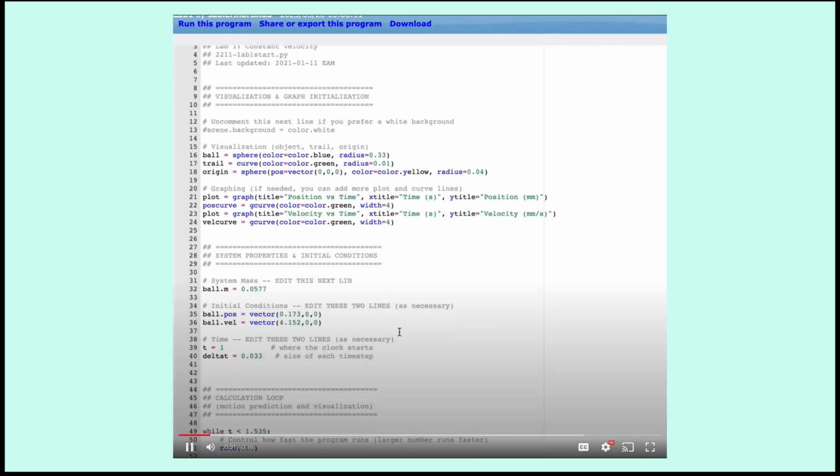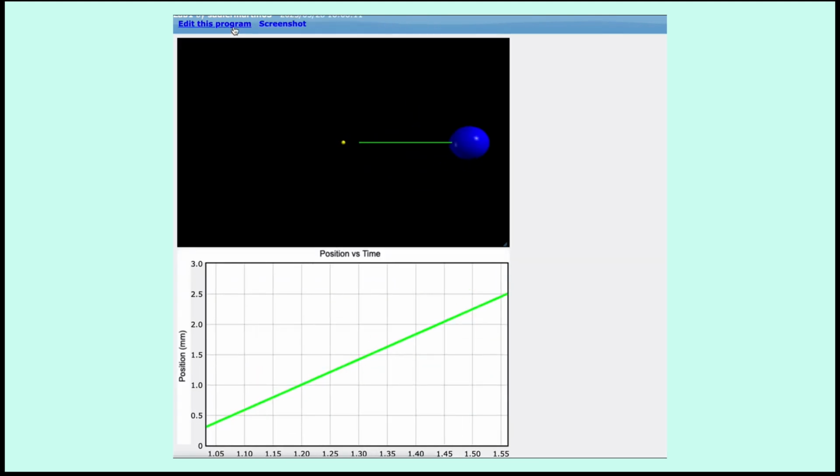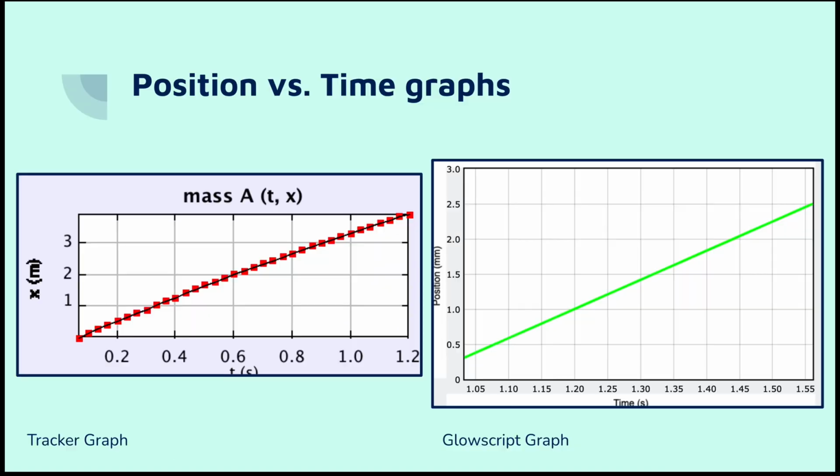With all of this information, I was able to create a computational model of the scenario and two graphs showing position versus time and velocity versus time. Shown here is a side-by-side comparison of the position versus time graphs, the left taken from Tracker and the right taken from GlowScript. As you can see here, the experimental motion data follows the same path as the predicted motion data.